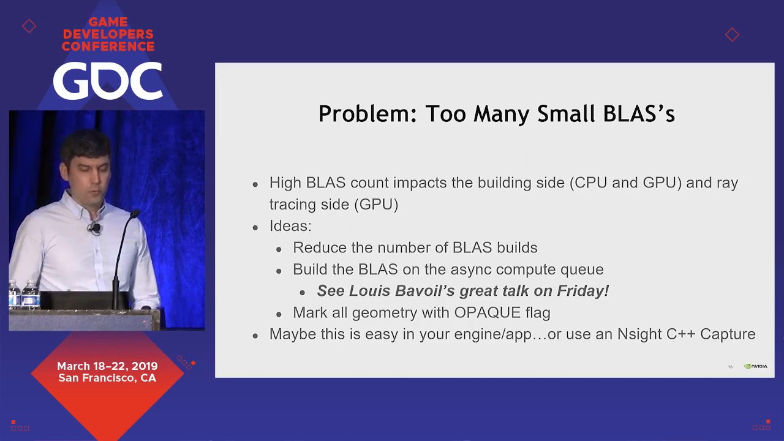There are other options we can take, like building the BLAS on the async compute queue, which, by the way, you should see Louis Beauvois' talk about tomorrow, Friday. He's going to talk about that extensively. And then there are other tips like marking everything opaque, but I found that was a very small speed up. So maybe making these kinds of modifications is easy in your engine or app, or maybe it would be more convenient to use the Nsight C++ capture that we already generated for you.